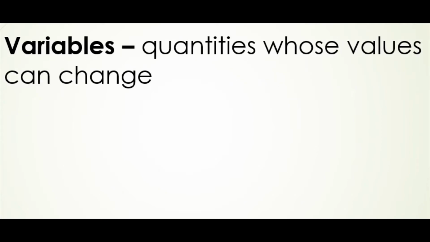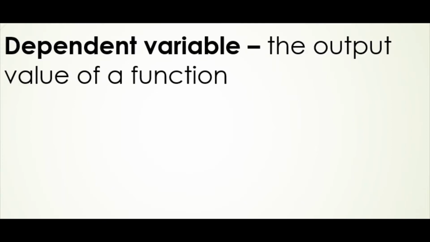All right, so these quantities, we're going to call them variables. Variables are quantities whose values can change. Their values change within the context of the function. And again, that change is what we're looking for. If we change one of the variables, how is that going to change the other variable? The two types of variables we're going to talk about are dependent variables and independent variables.